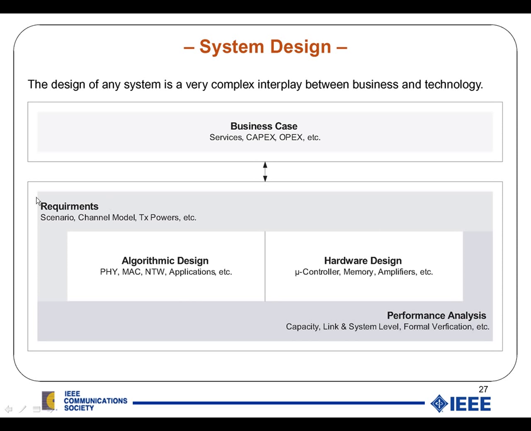Now, once you have the green light on the requirements and the performance analysis, you start looking into algorithmic design, meaning you look into physical layer analysis, medium access control design, network protocols, applications, middleware, etc. In parallel, you should do hardware design. You should design suitable microcontrollers, memory, amplifiers, buses, etc. You name it all.